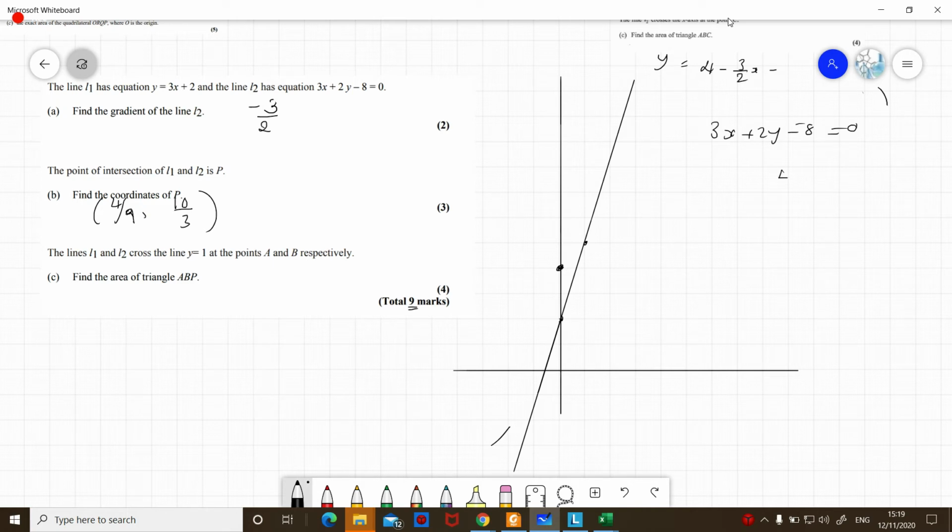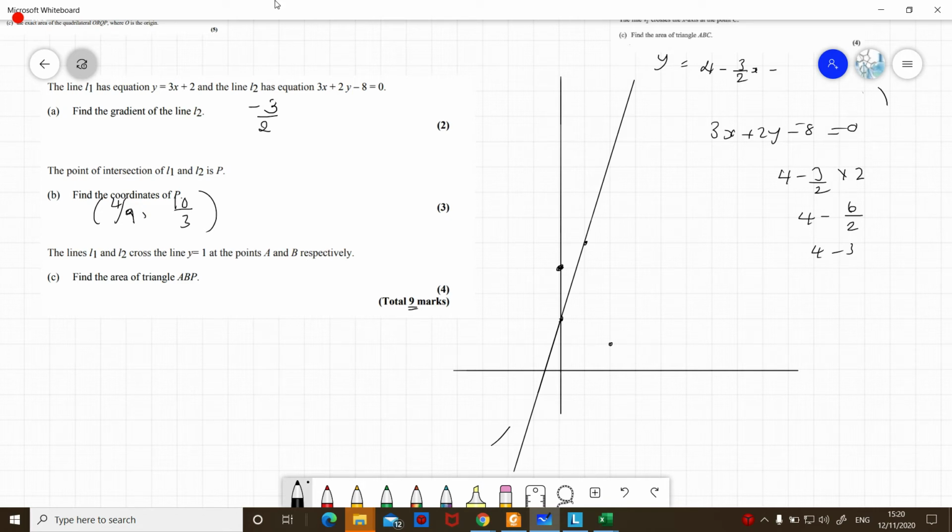So I'm going to choose x equals 2. So 4 minus 3 over 2 times 2. That'll give me 4 minus 6 over 2, which is 4 take away 3. So choosing x equals 2 here, it's going to be 1. So it'll be about there.